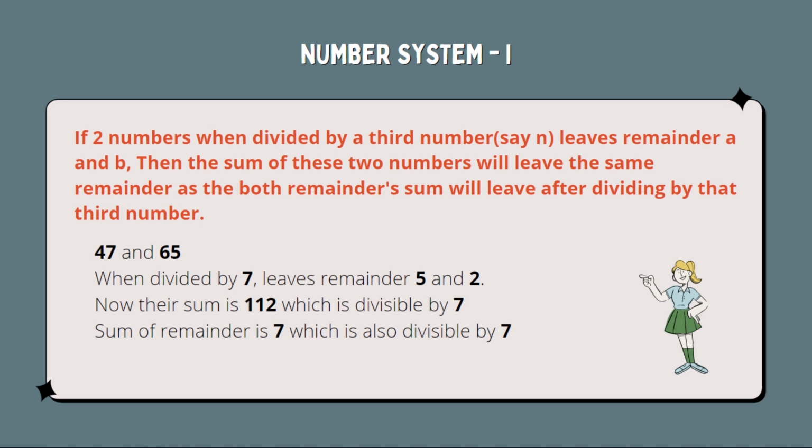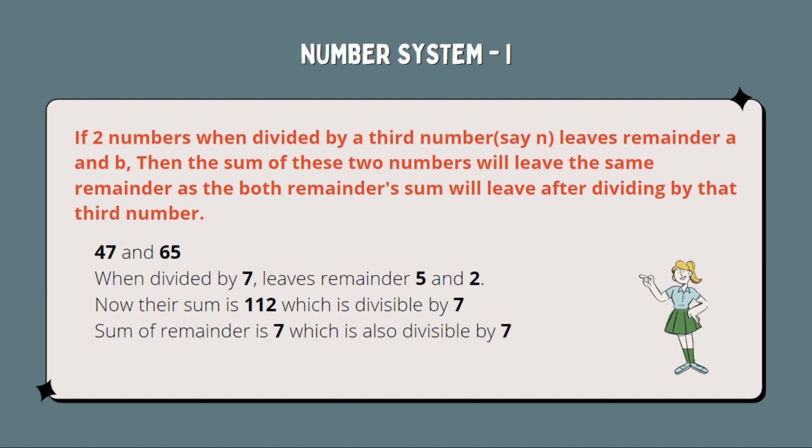Suppose the two numbers are 47 and 65, and the third number that we will use to divide is 7. When we divide 47 and 65 by 7, the remainders are 5 and 2. Now what does it say? The sum of these two numbers will leave the same remainder. So first let's add these two numbers. 47 plus 65 gives you 112, which is completely divisible by 7. So the remainder is 0.